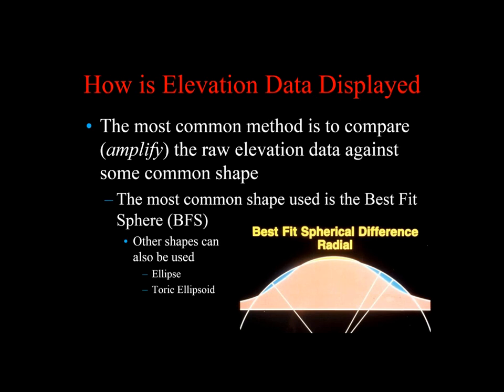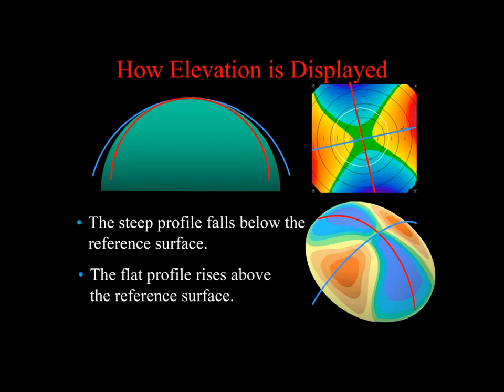We pick a reference surface to take that data, which is not intuitive to us, and make it so that we can look at it and understand it. And the most common used shape is a best fit sphere. If we look at an astigmatic shape, this is how it would look against a best fit sphere. If you had a perfect astigmat, the flat meridian, which is shown in blue, would be raised above the best fit sphere because, again, it's flat and doesn't, quote, curve as much. And the steep meridian in red would fall below the best fit sphere.